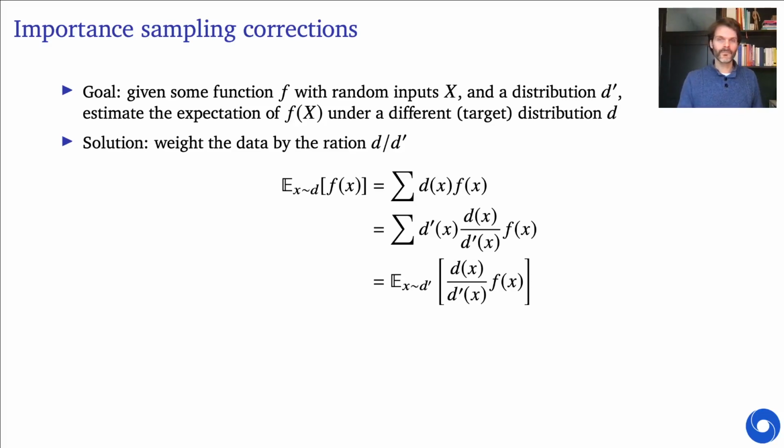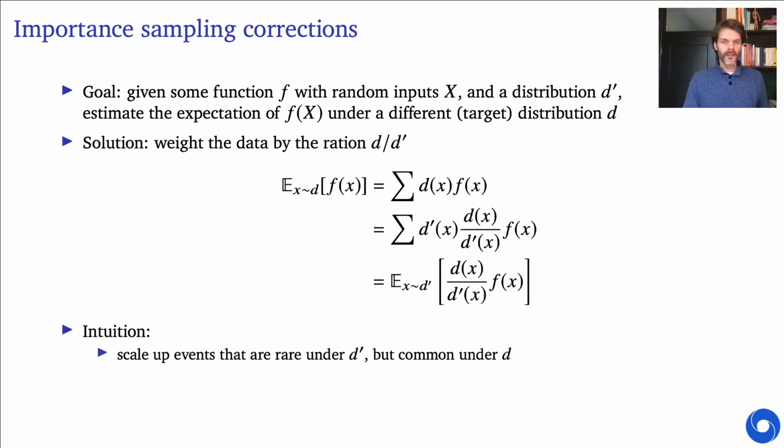So this is the generic strategy that we're going to use. And the intuition is that we're going to scale up events that are rare under D prime but common under D, because then D prime will be small but D will be large. And that's appropriate because we're going to basically have D prime, right? That's our sampling distribution.